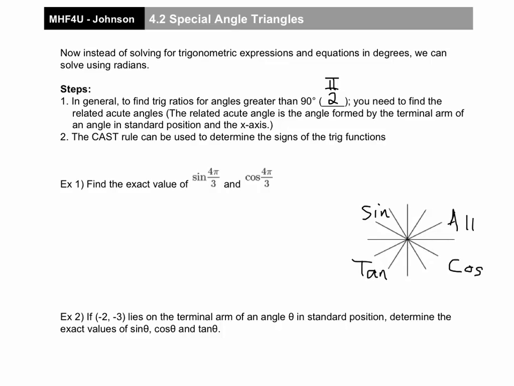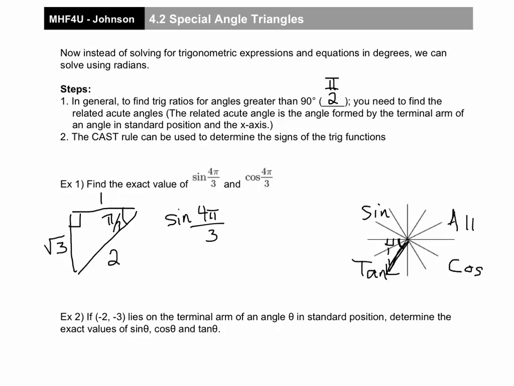We first need to locate our 4 pi over 3, and that is going to be this angle down here. So we are looking for our terminal arm and the angle it makes between the terminal arm and the x-axis. Let's just pull our triangle out here. Now that angle is going to be pi over 3, so that means this is root 3, this is 1, and this is 2.